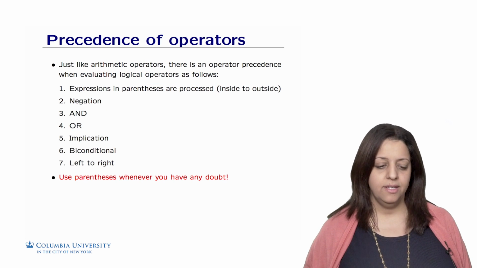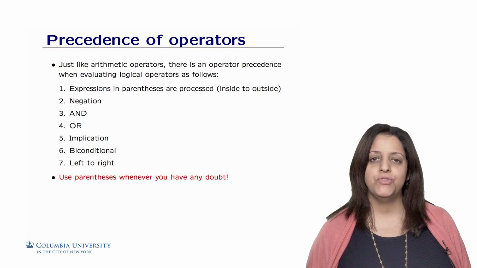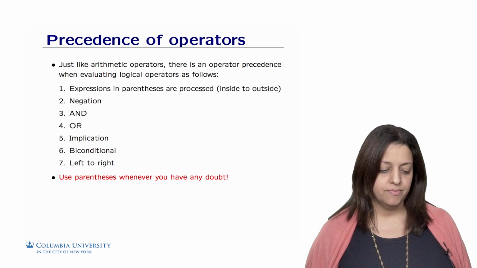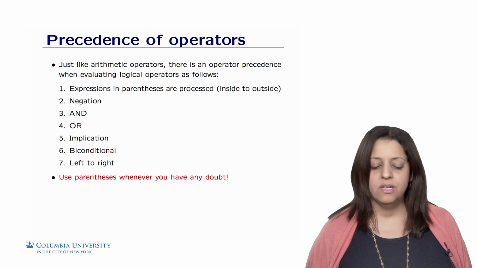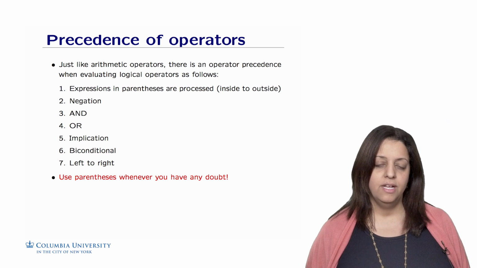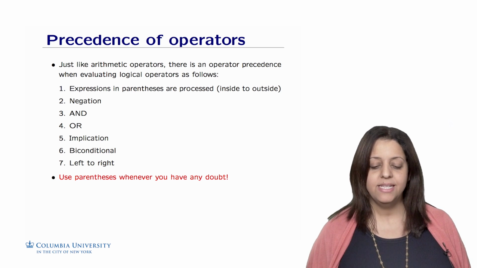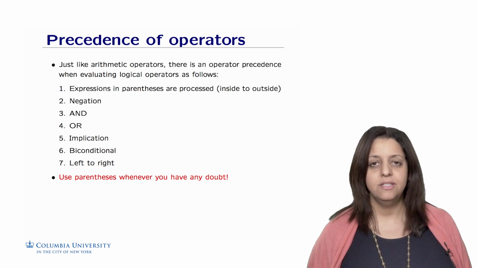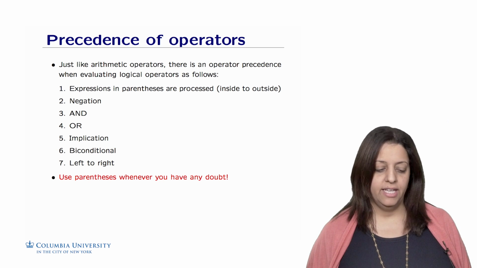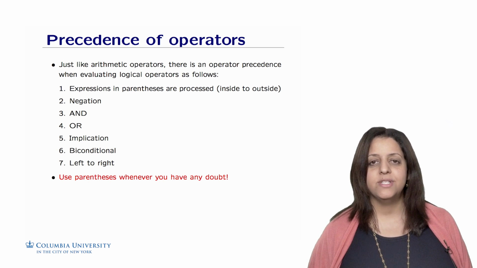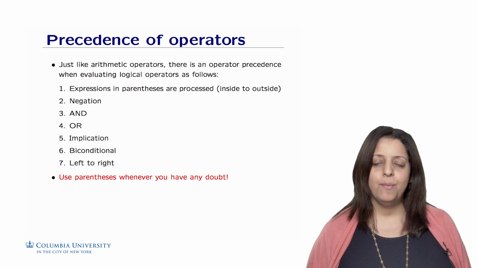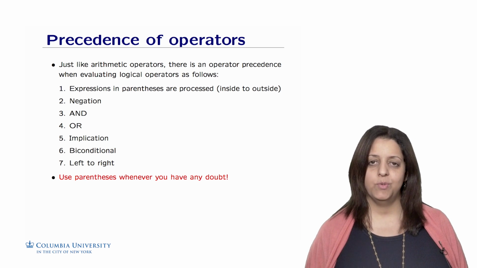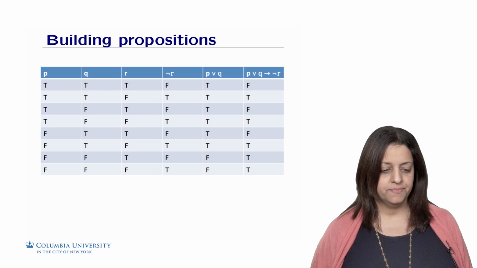Just like in arithmetic, there is a precedence of operators for logical connectors. For example, expressions in parentheses in propositional formulas are actually processed from inside to outside. We first give priority to the negation if it is there, then the and, then the or, then the implication, the bidirectional or if and only if. Otherwise, we use left to right. Whenever you have a doubt, just use parentheses to express your proposition and avoid any confusion.